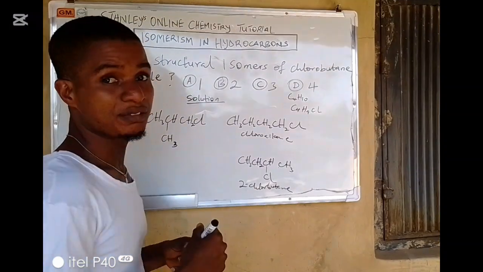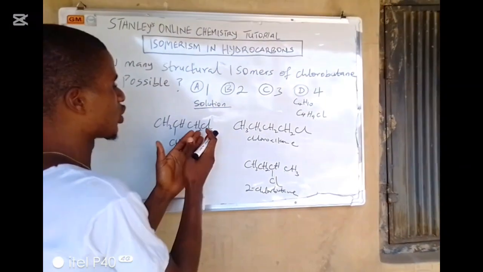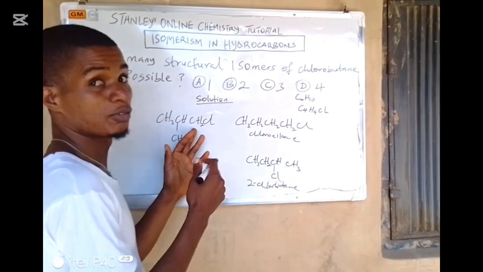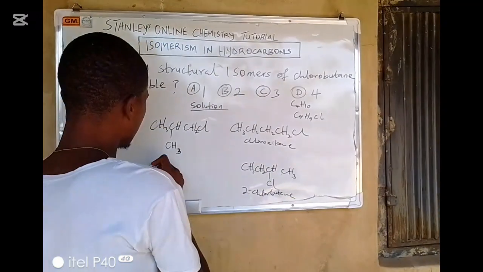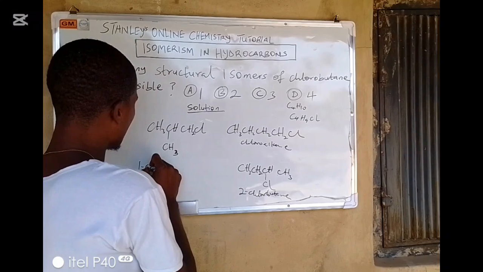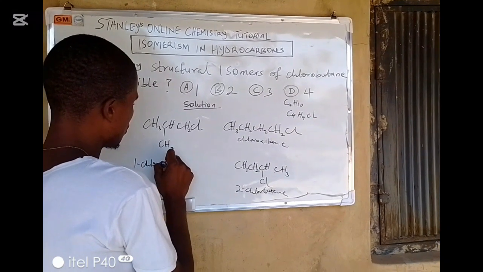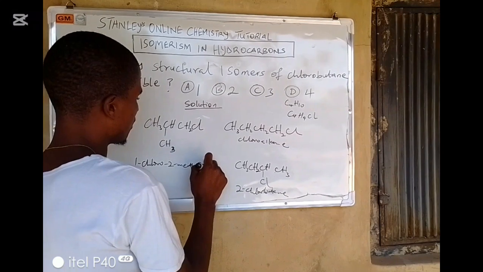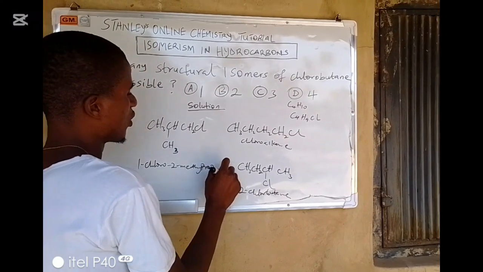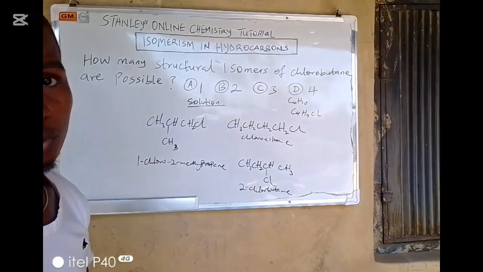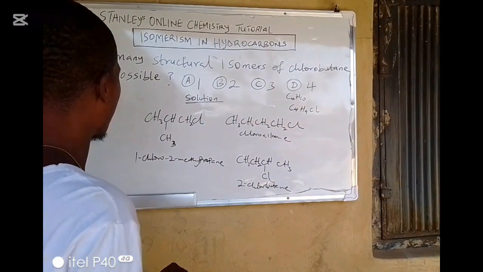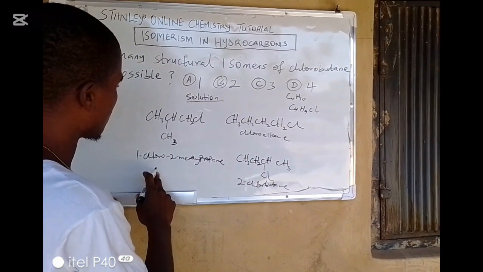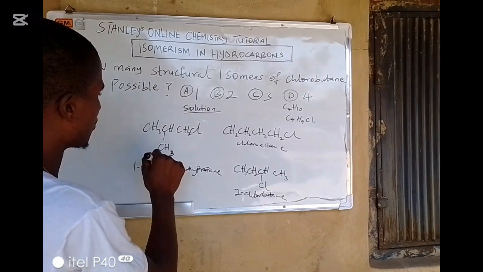So this chlorine is on the first carbon, right? Because this place is just acting like the functional group. Now this is 1-chloro-2-methylpropane, right? It is a structural isomer of chlorobutane. Then we can also have another one. If we place this one, remember we have placed this one from here now.